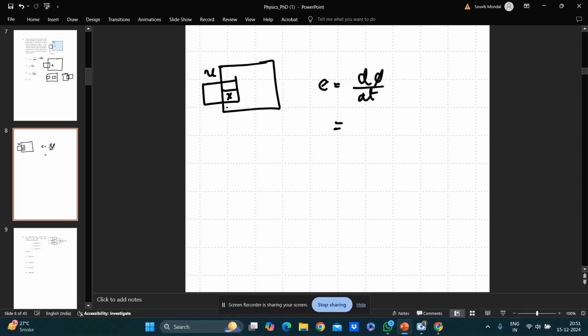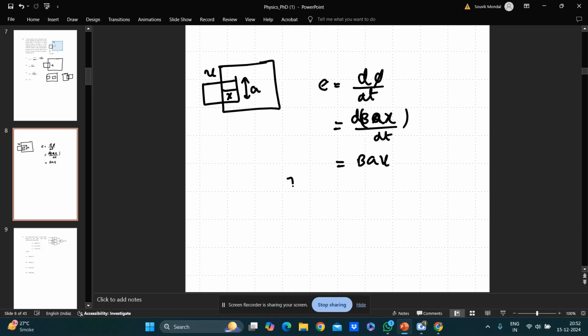Now what is phi? What is this region area? So see, this length is always a, the length of the square, and it's moved a distance x. So what is this area? B into a into x. So B A dx by dt, that is B A V.